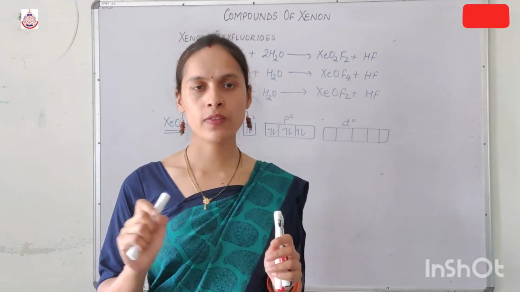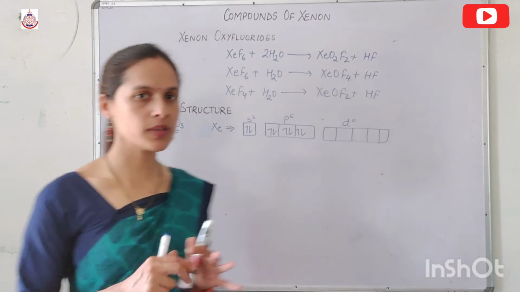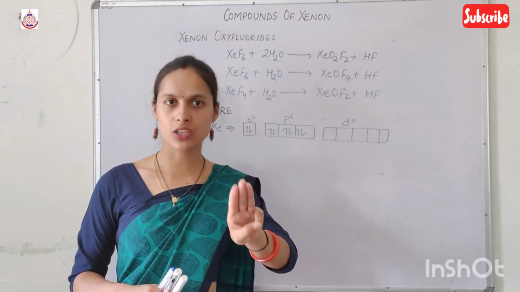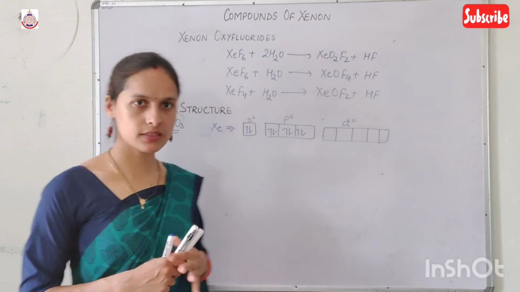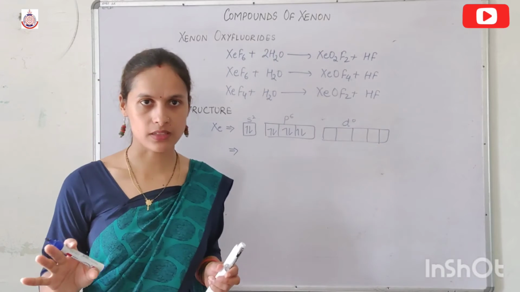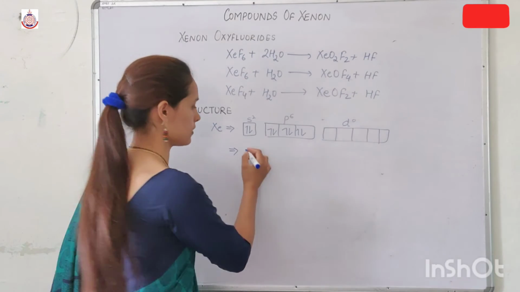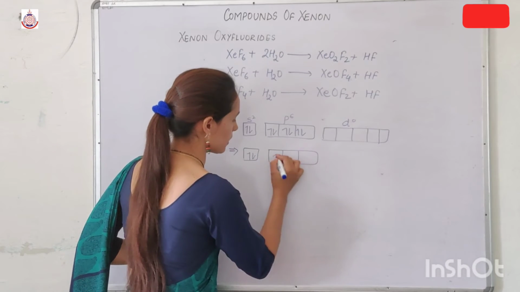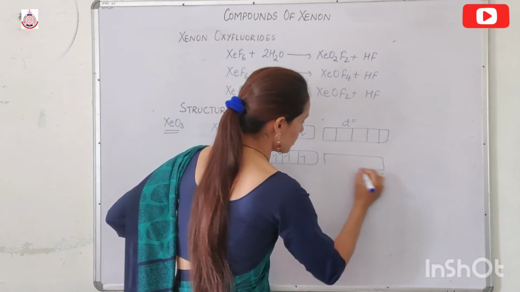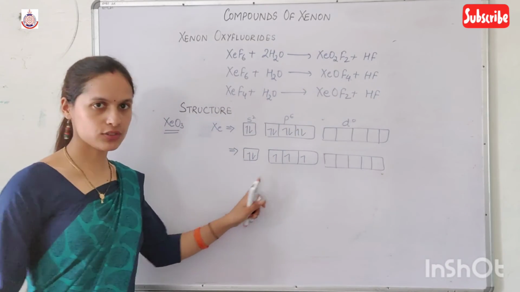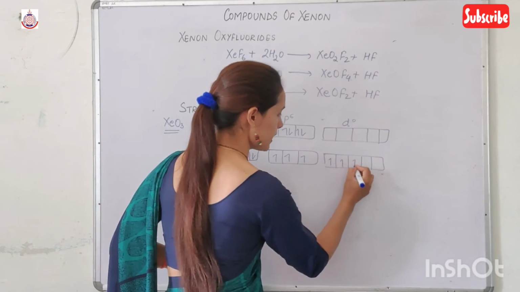So only sigma bonds will participate in hybridization. It means this Xe is attached with 3 oxygens, so 3 sigma bonds should be there. It means I want 3 half-filled orbitals. For 3 half-filled orbitals, 3 electrons from P jump to D.